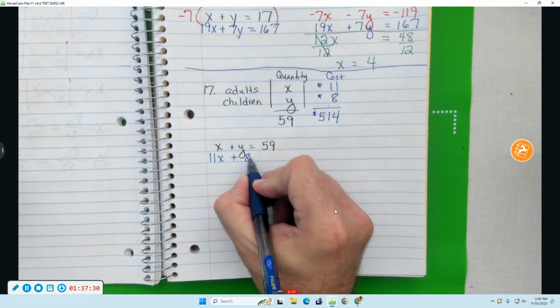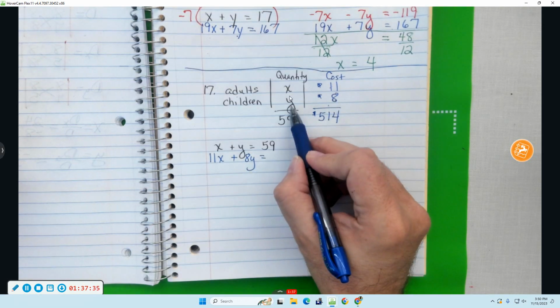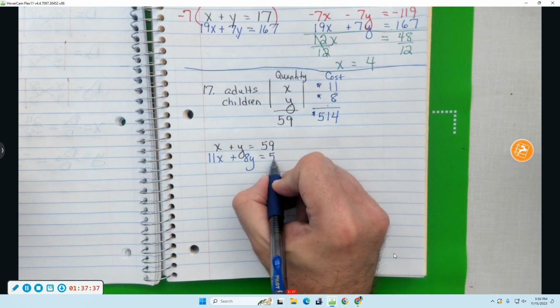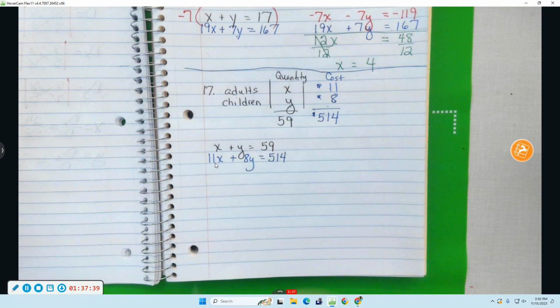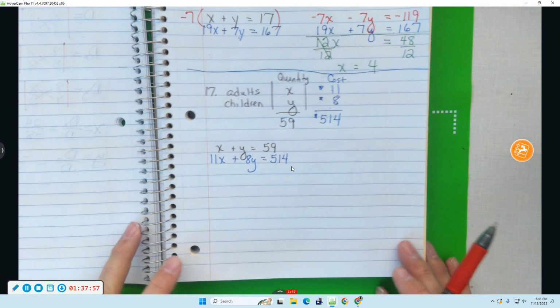How much money was spent on children tickets? Cost per item times the number of items, so 8Y. Here's the money they took in from the adult tickets. Here's the money they took in from the children tickets. Combined together, it better give us the amount of money they took in from all the tickets, $514. Any questions on our logic there? No.